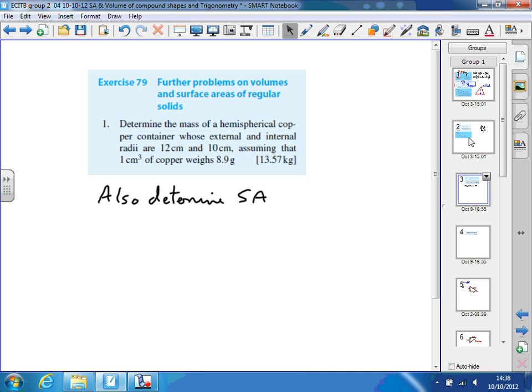Have a look at the problem. How might we set about finding the mass of the hemispherical copper container? I'll start us off by doing what I always suggest you do, and that's draw it. Let's make a better effort than that. Maybe slightly better. So there's the copper container.